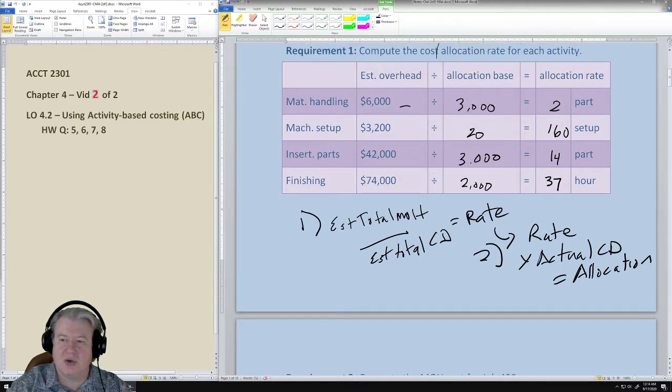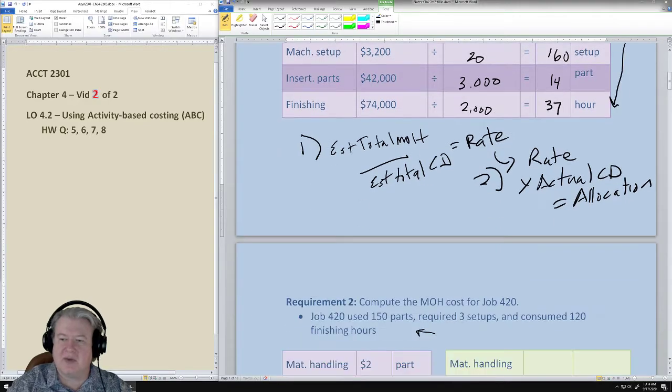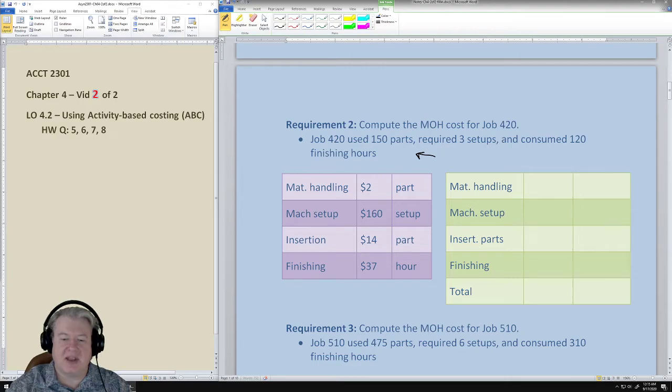If you notice these items right here, 2, 160, 14, and 37, I've just brought these down so that we have them next to what we're going to be multiplying by. So material handling is by parts. For this job, we used 150 parts. So if I multiplied 2 times 150, I would get 300, and this is my overhead.